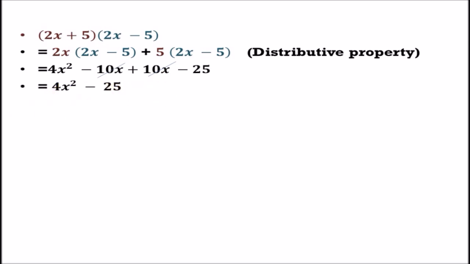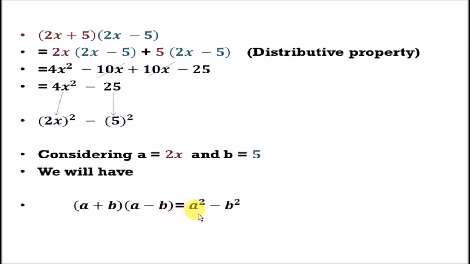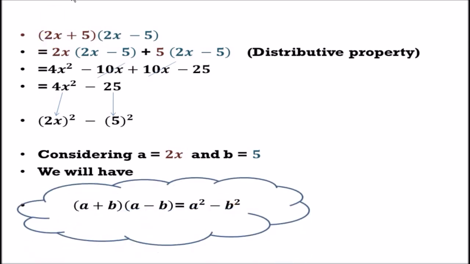4x square can also be expressed as (2x) whole square, and 25 can also be expressed as 5 square. Now, if you can see, 2x was in fact the first term of the bracket and 5 was actually the second term of the quantities in the bracket. So, we have got the first term square minus second term square. So, considering a as 2x and b equals 5, we will have (a plus b) into (a minus b) equals a square minus b square. So, the identity has been verified.